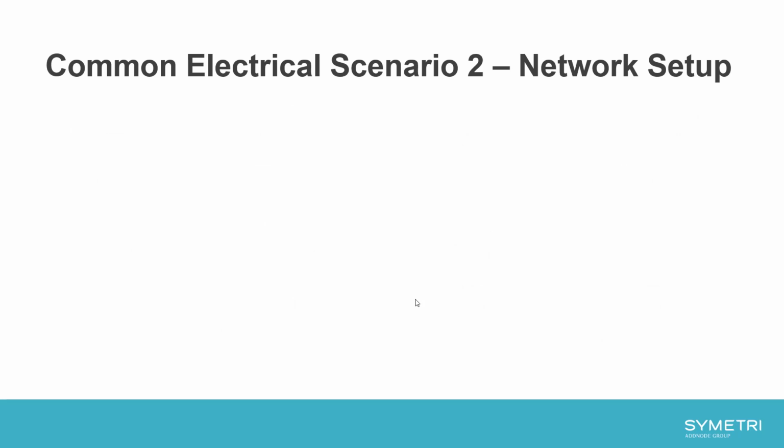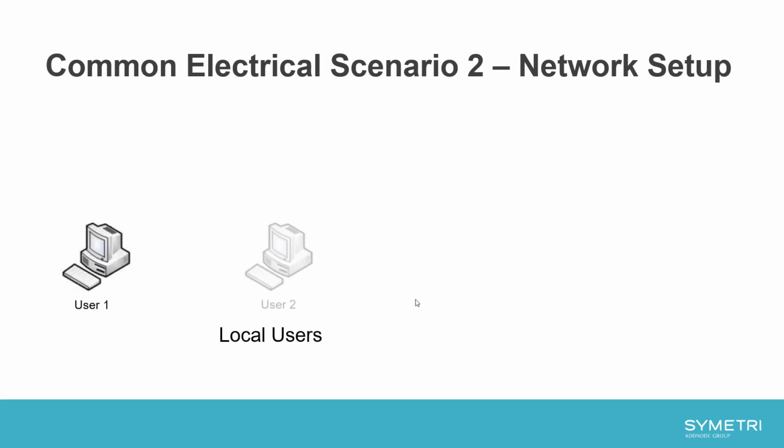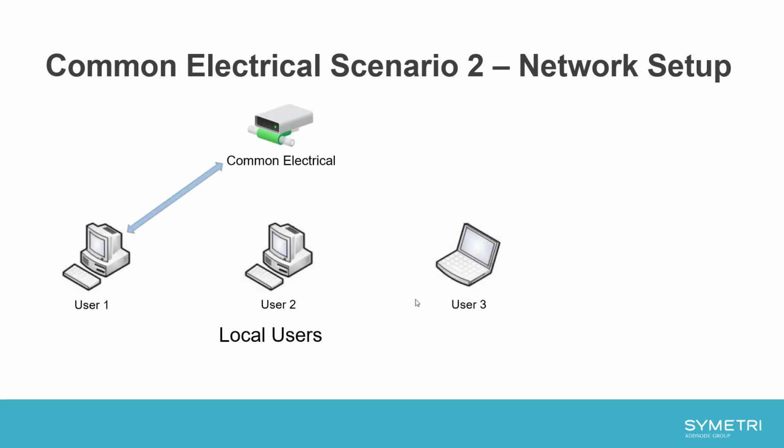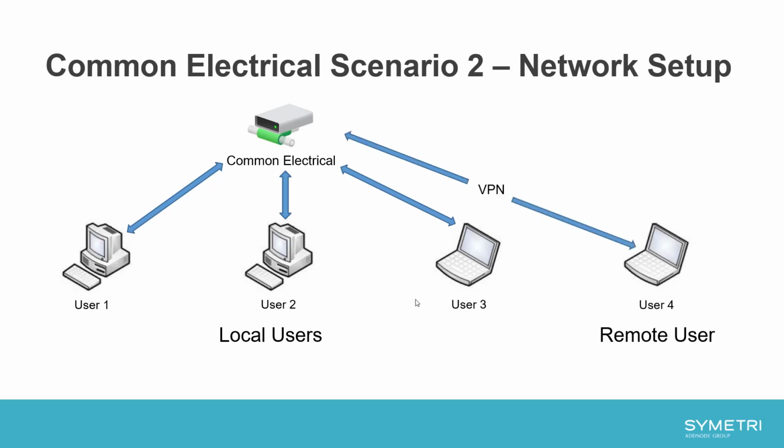If we take a look at the second scenario, with it being a network setup, this time we have our local users, which are all looking at a network drive for the common electrical data. And then perhaps we've got a remote user, which is accessing a drive over a VPN. Now with this kind of setup, we have that collaborative working environment with all users accessing the same electrical data, but perhaps we might find a performance hit, potentially working over a VPN, and multiple users accessing the catalog database at one time.